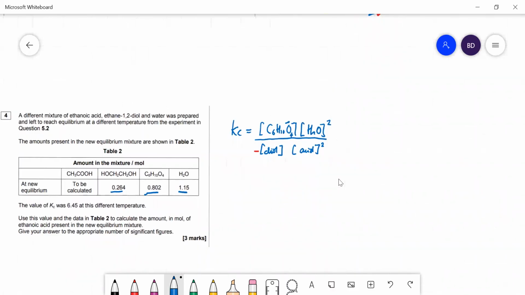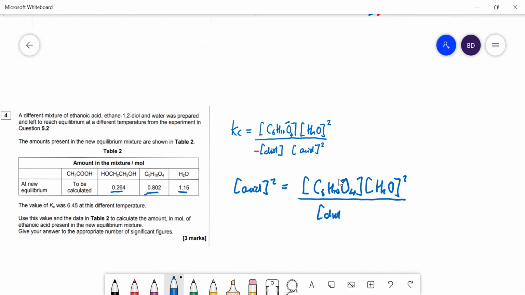Right, and let's call the volume V again. So Kc is equal to 6.45. Actually, what I will do is rearrange this first of all to get the concentration of acid. So the acid concentration squared is going to be equal to the diester concentration times the water concentration squared, divided by the diol concentration, multiplied by Kc.